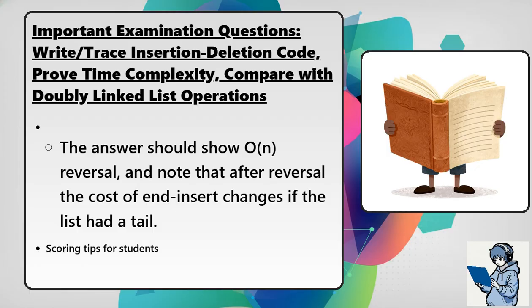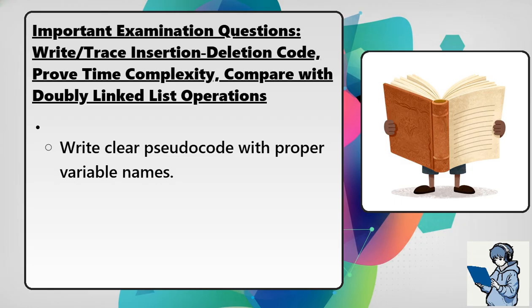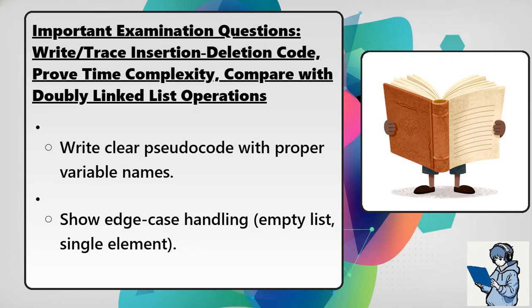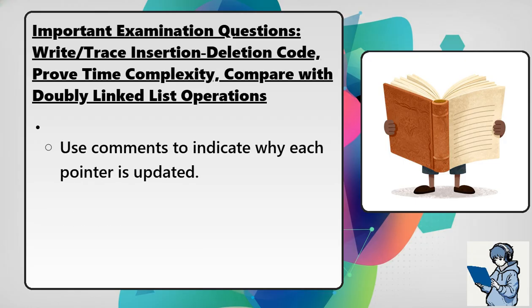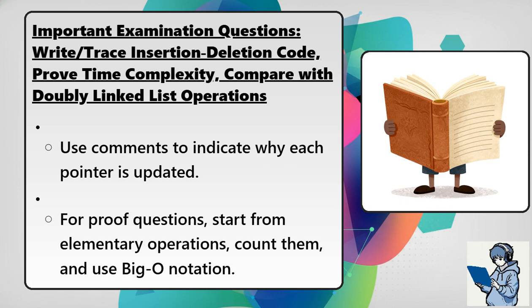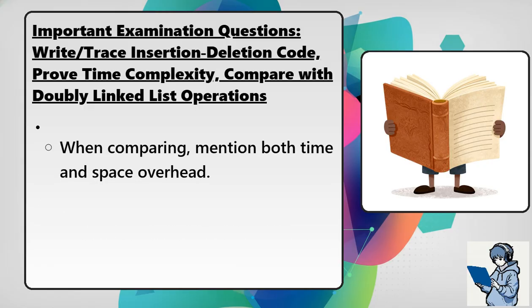Scoring tips for students. Write clear pseudocode with proper variable names. Show edge case handling: empty list, single element. Use comments to indicate why each pointer is updated. For proof questions, start from elementary operations, count them, and use big O notation. When comparing, mention both time and space overhead.